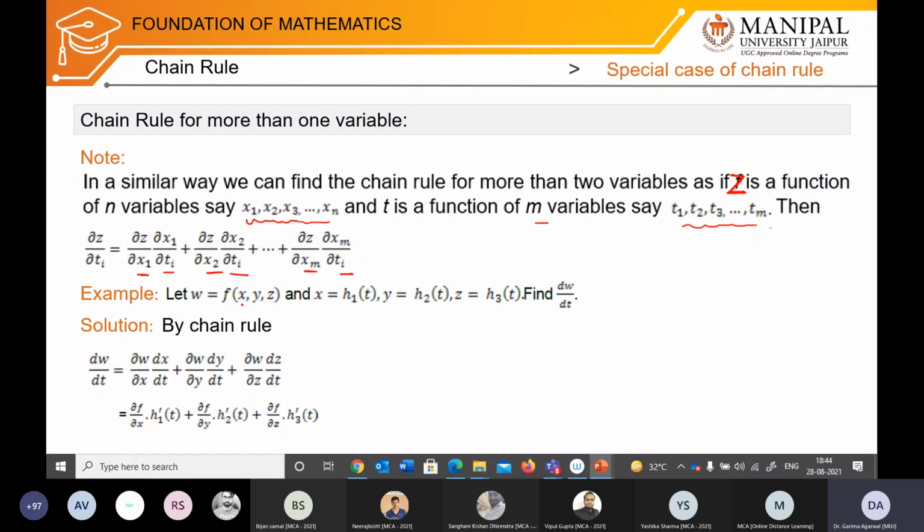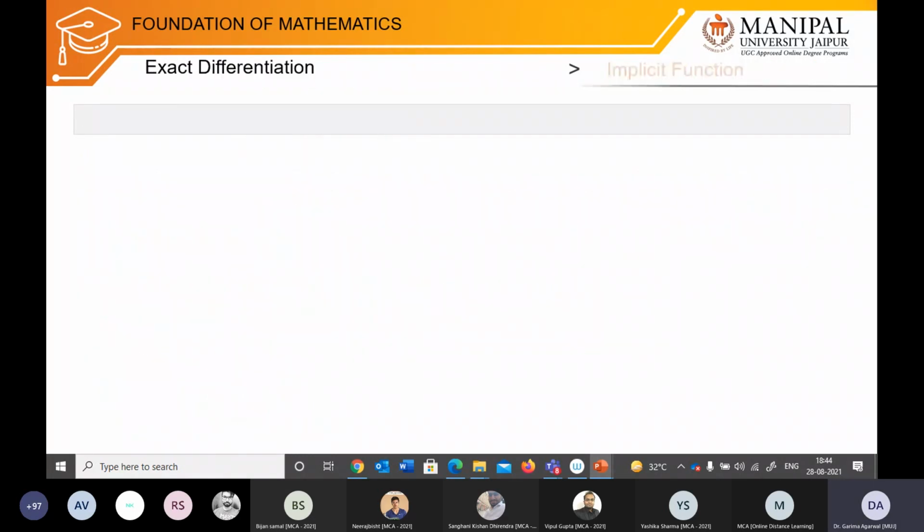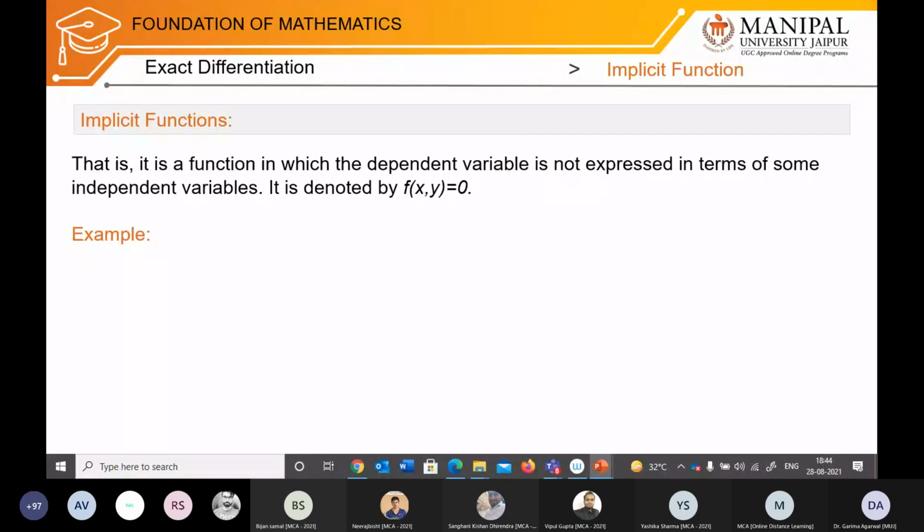Like here, w is a function of x, y and z. Then x is a function of t, y is a function of t, z is a function of t. So what will be the value of dw by dt? W is a function of three variables. So we will write del w by del x, del w by del y, del w by del z. Then x is a function of t, y is a function of t, and z is a function of t, right? Now the implicit functions.